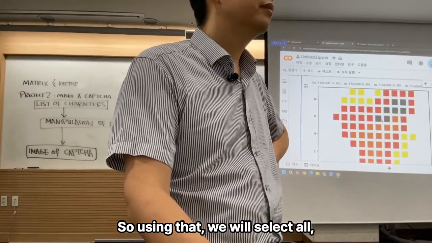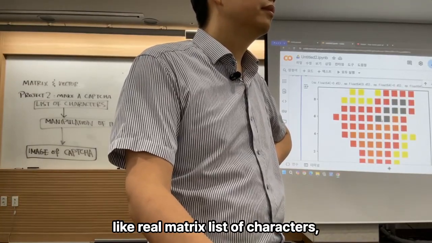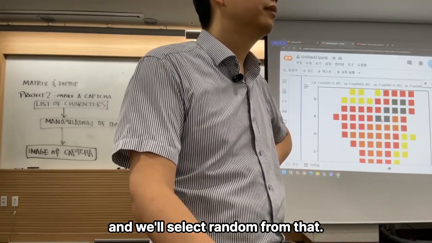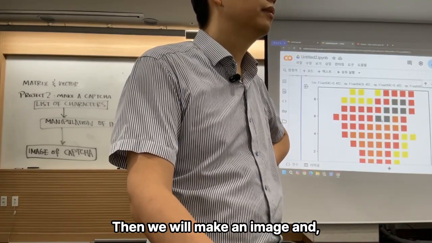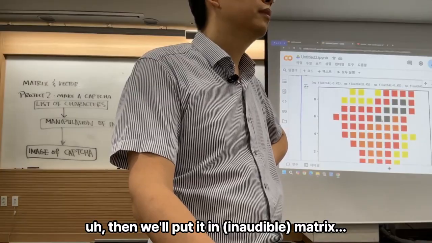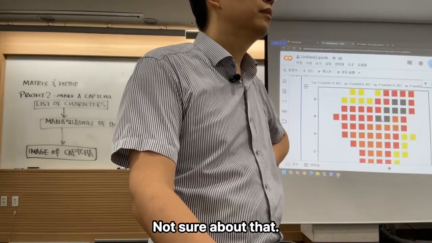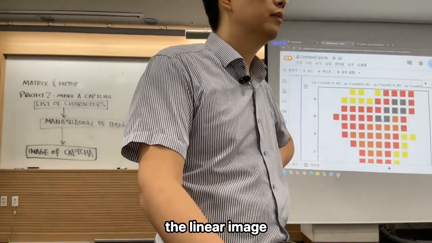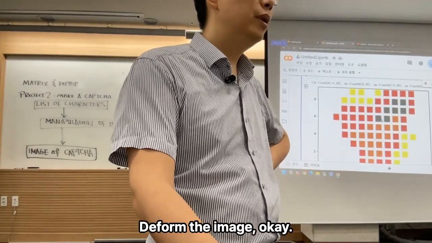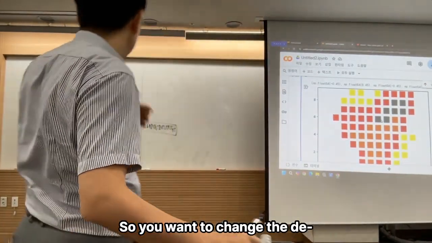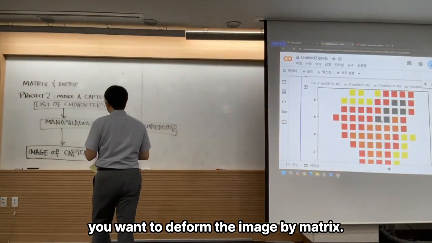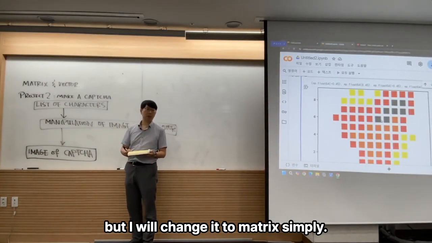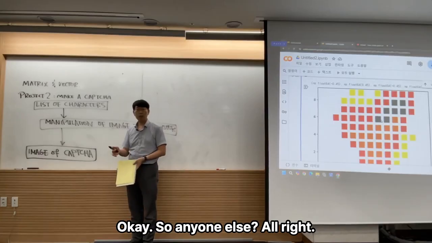So using that, we will make this list of characters, numbers, and colors, different variables, and we'll select random from that. Then we'll make an image, and then we'll put it in Jacobian matrix. I'm not sure about that, somebody knows it. From that, we will change the linear image into slightly deformed image. Okay, so you want to deform the image by matrix. So he mentioned Jacobian, but I will change it to matrix simply. Okay. So anyone else?